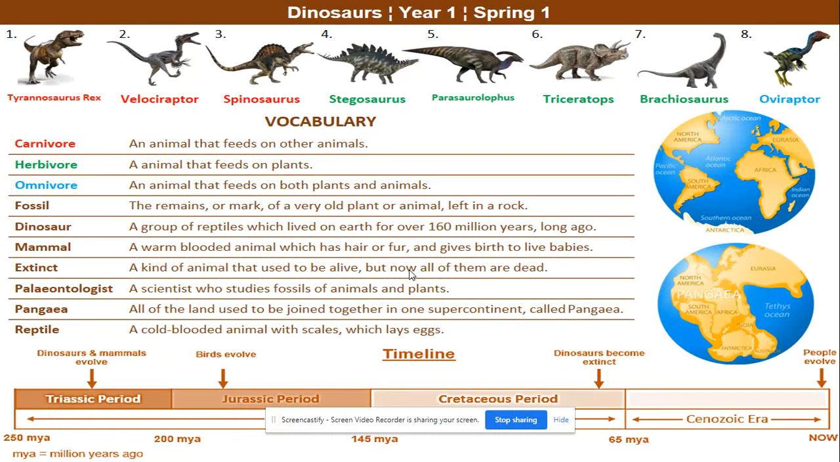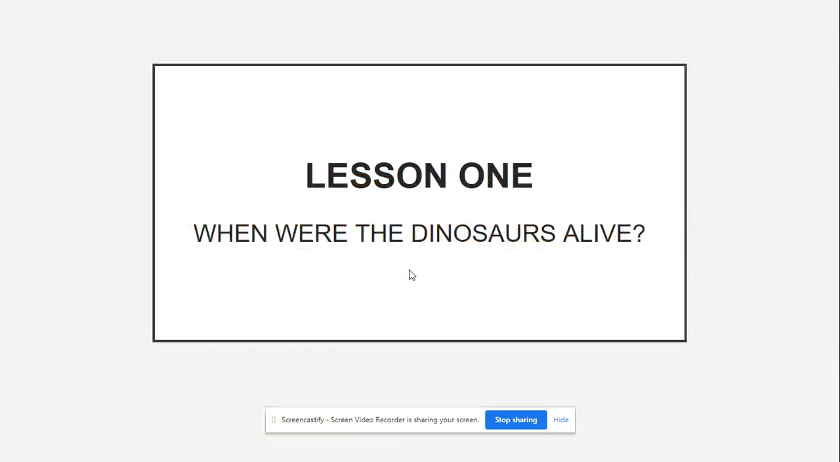Okay, so here is a copy of our knowledge organizer, which you will have all seen, and we'll be focused on some of the vocabulary that's on there today. You can pause the video to have a look and read through some of the vocabulary if you would like.